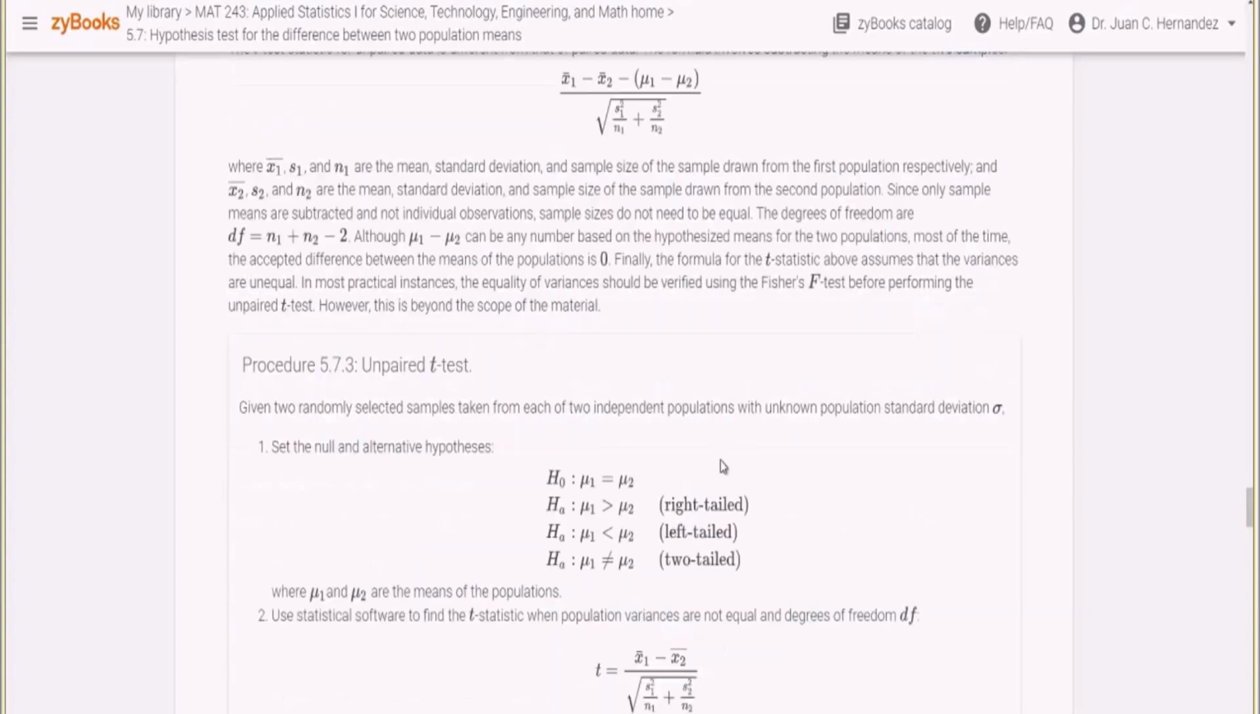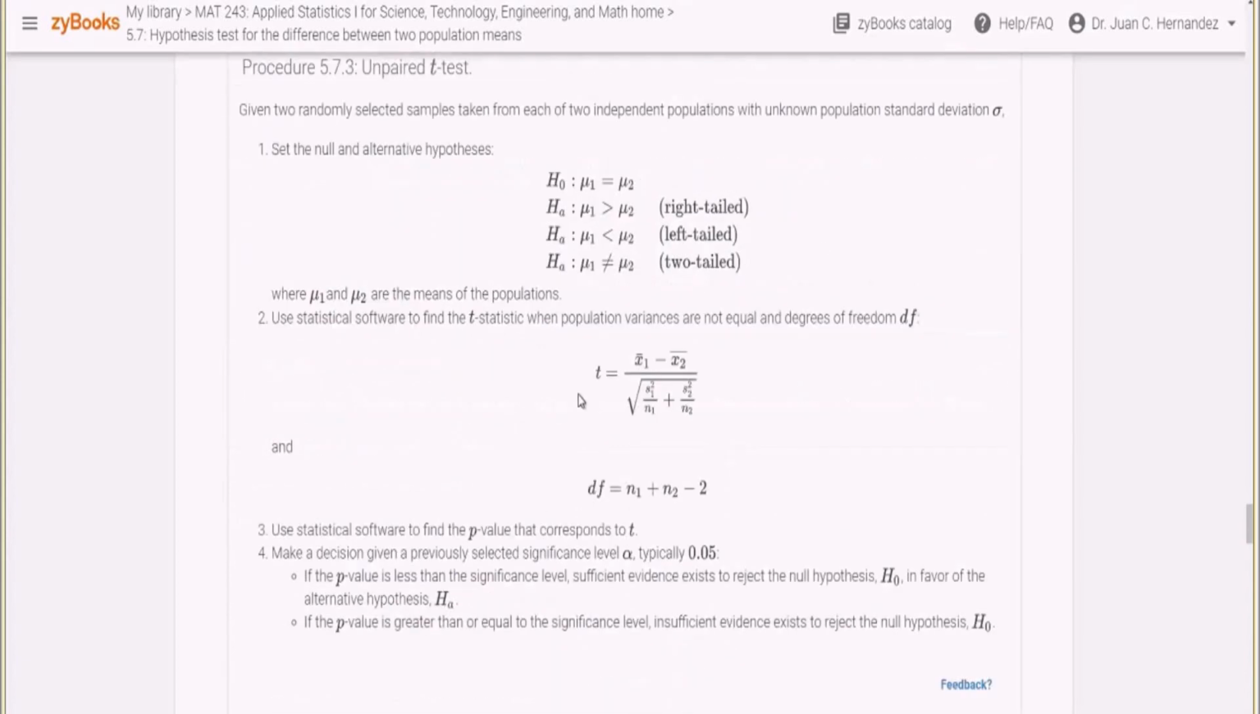And so the rest of the steps are the same. You will start off with setting your null and alternative hypotheses. As it says here, the null hypothesis is always where the mean of the first sample equals the mean of the second sample. And recall that we're considering the population means here. The idea behind the null and alternative hypothesis is to make some kind of a claim about the unknown population mean. This is why we're using the mu's.